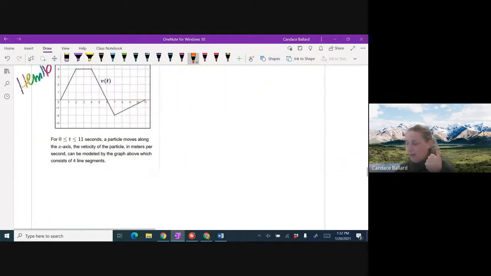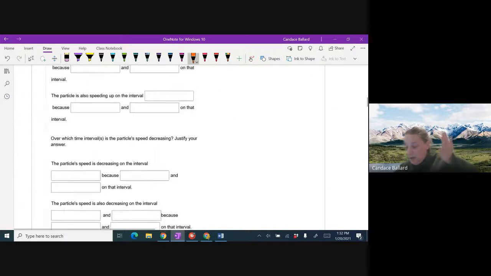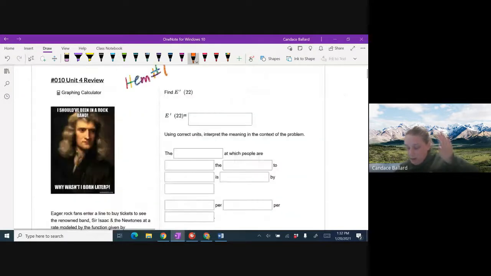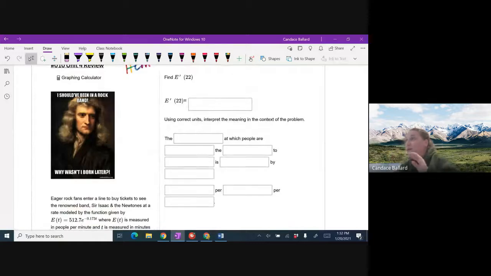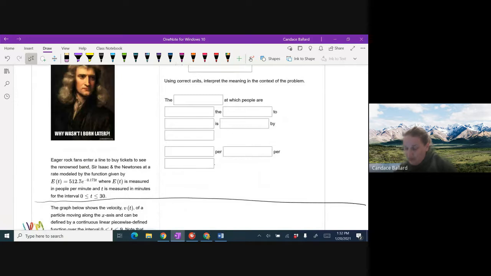Okay? All right, let's go back to the band, right? Okay, so our tunes. It is a graphing calculator question. I hope you noticed that. Eager rock fans enter a line to buy tickets to see a renowned band, Sir Isaac and the Newtons, at a rate modeled by the function given by this crazy function, 512.7 e to the negative 0.173t, where the rate is measured in people per minute.